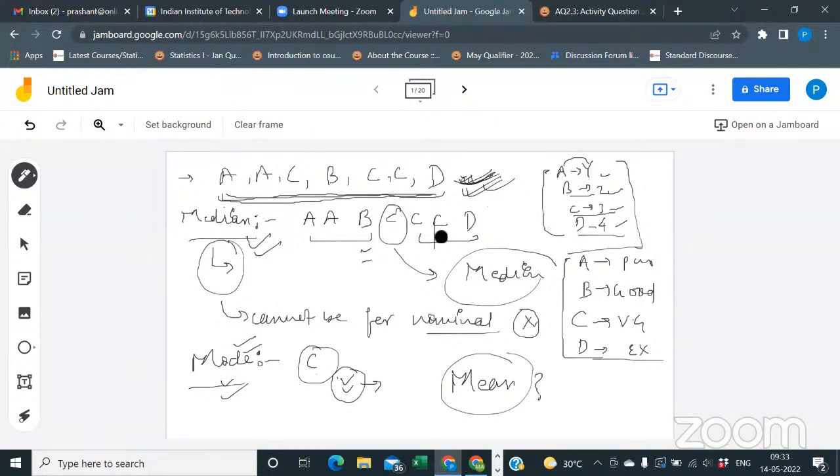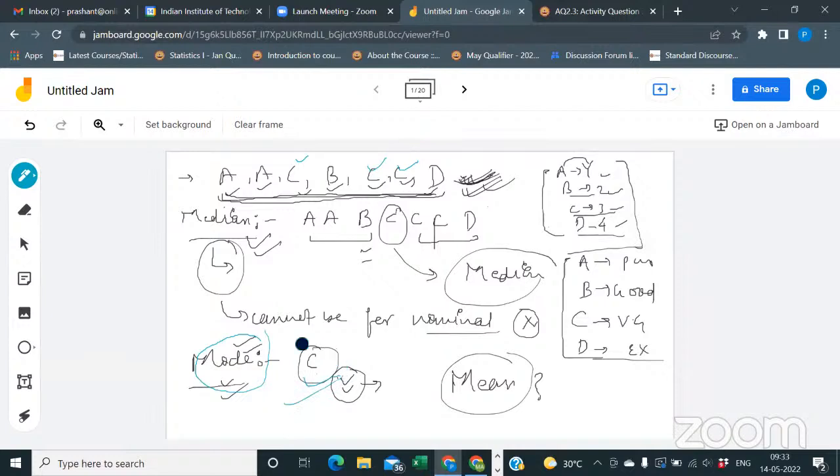Okay, so she is asking about median and mode. Suppose you have data like this: A, C, B, C, C, and D. Let's come to mode first. What will be the mode of this data? C. Why C? More number of observations, which occur more frequently. The word C occurs most, so that is the mode.